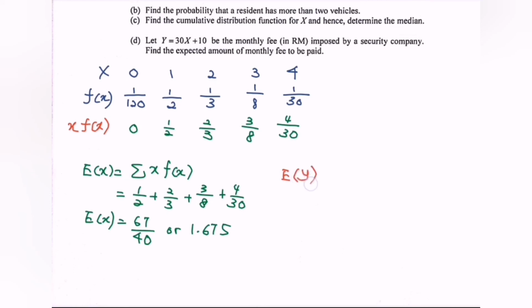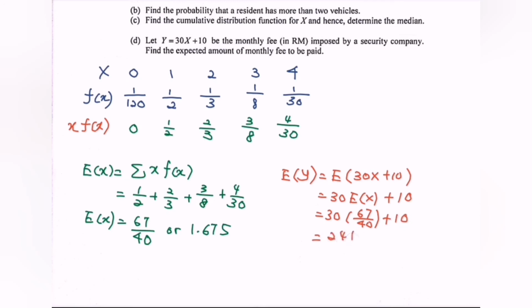Next is to find E of y, or we can say E of 30x plus 10. So 30 EX plus E of 10, which is equal to 10. So kindly multiply the EX, which is 67 over 40, with 30, plus 10. So finally, we will have 241 over 4, or 60.3.